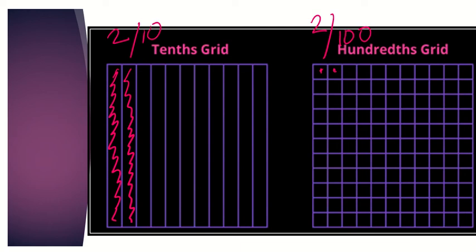If I were to ask you to compare 2 tenths and 2 hundredths, hopefully you would say 2 tenths is greater than 2 hundredths. But if I were to ask you to make these equal, what would it look like? That means I would have to color in 20 of these little cubes to equal 2 tenths. So then now it would be equal to each other. 2 tenths is equal to 20 hundredths.